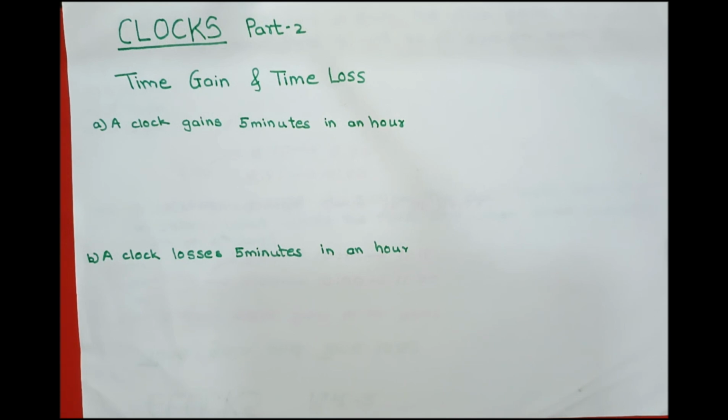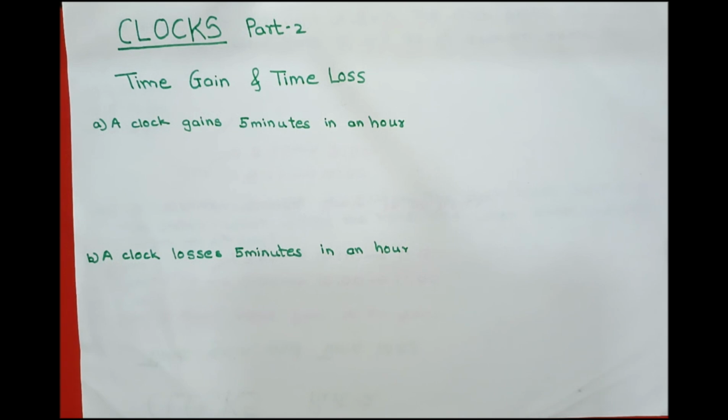Before watching this video, make sure you have watched part 1 of this series, where I have discussed finding the basic clock angles, the time at which the hands of the clock coincide or are in opposite directions, and the mirror image time, also some direct formula based questions. So let's start with today's topic. The topic is time gain and time loss.